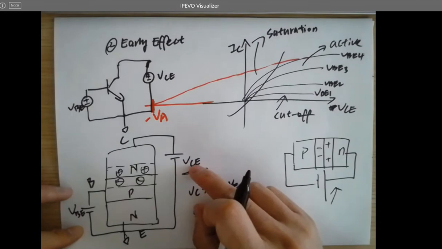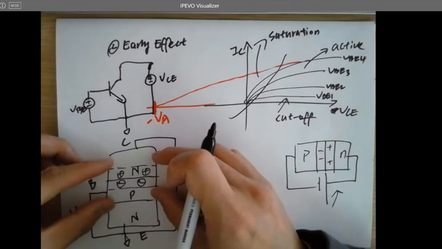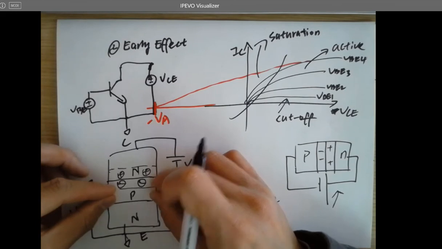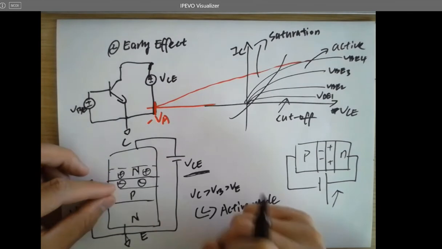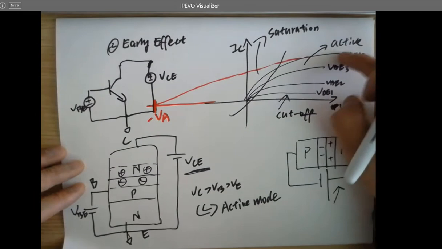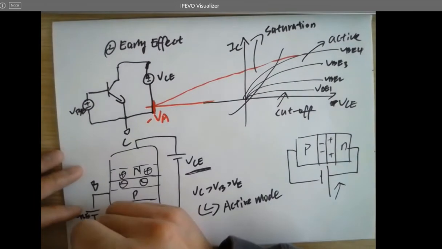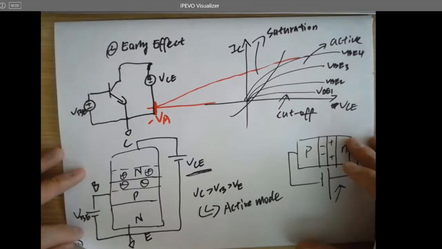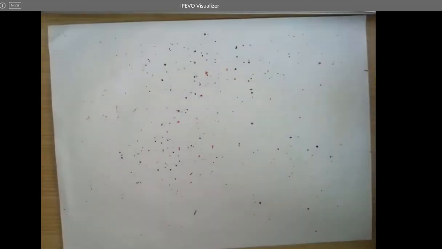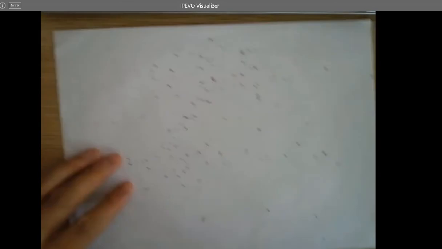So if you increase VCE, it's getting wider, so the P is getting thinner, and it's easier to get more current flow through the junction. So that's why it's getting larger current. Early effect. See, it's ready for examples.